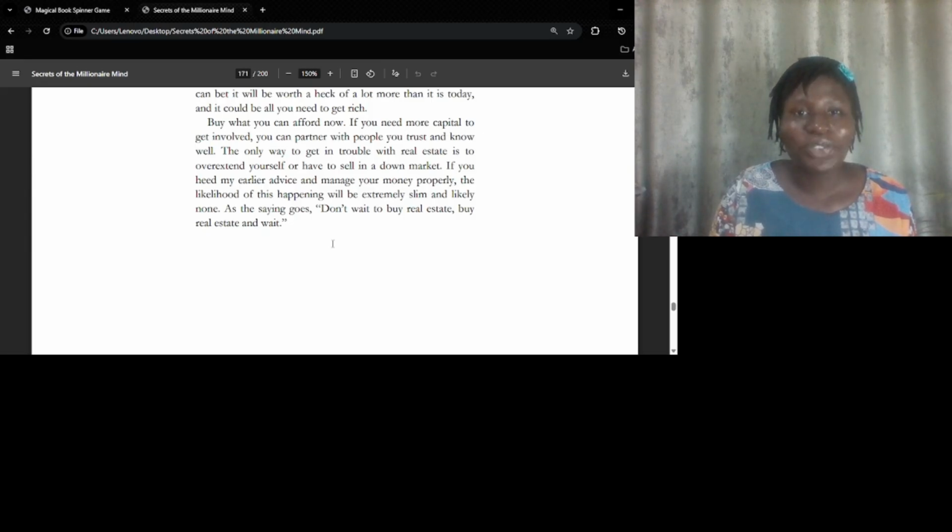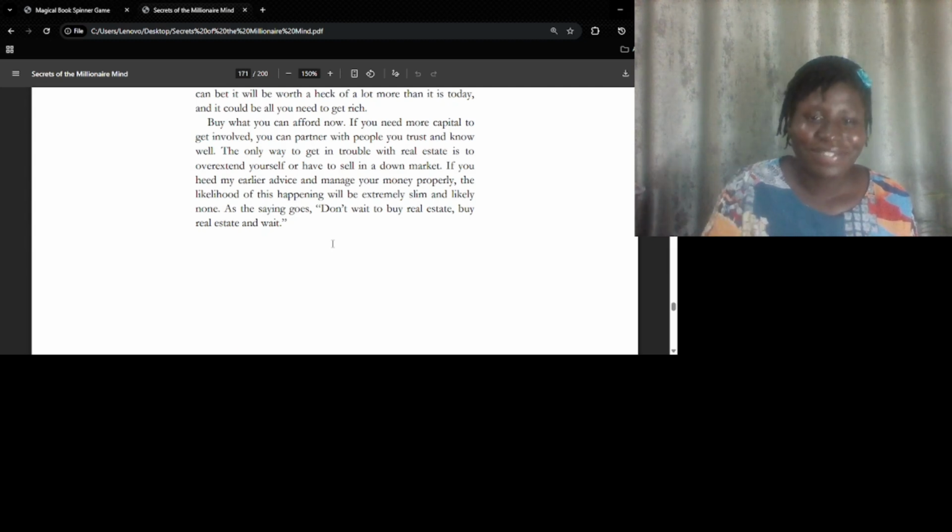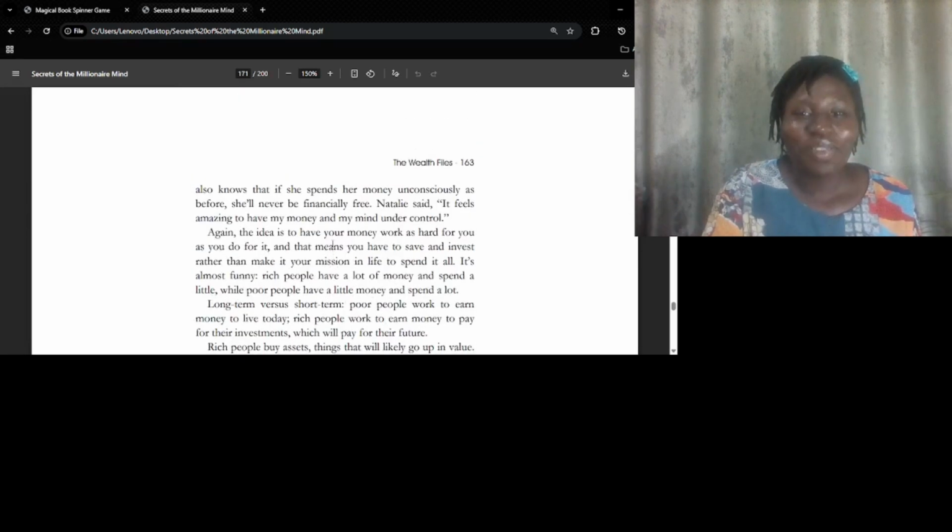What a beautiful way to end this game. This is our last page and just listen how it goes. As the saying goes, don't wait to buy real estate, buy real estate and wait. And that's the end of page 163.